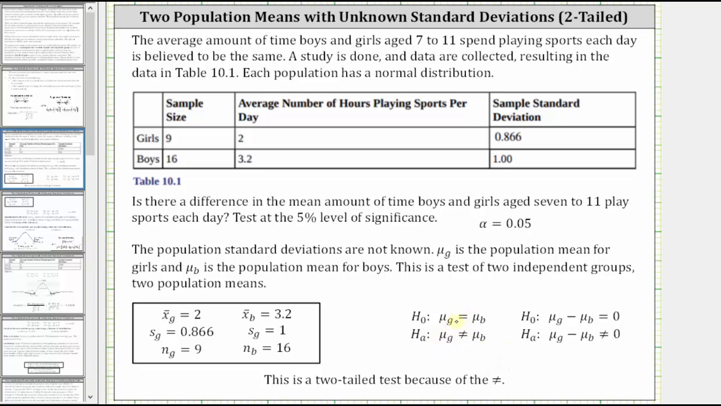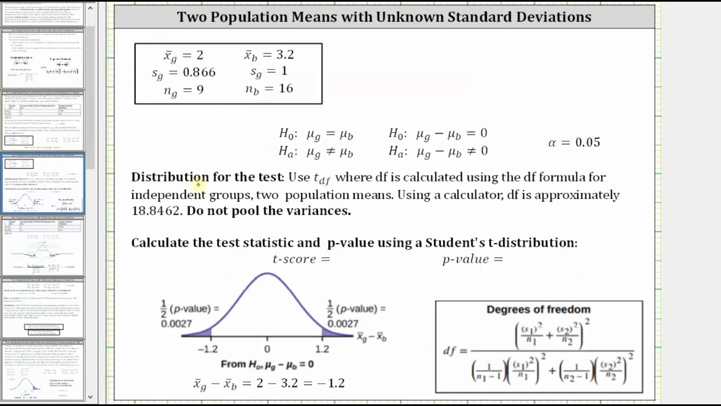We can also change the form of these hypotheses and state the alternative hypothesis is mu sub g minus mu sub b doesn't equal 0, and the null hypothesis as mu sub g minus mu sub b equals 0. Notice how we have a two-tailed test because of the not equal in the alternative hypothesis. The distribution for the test is a student t-distribution, again because the population standard deviation is unknown.